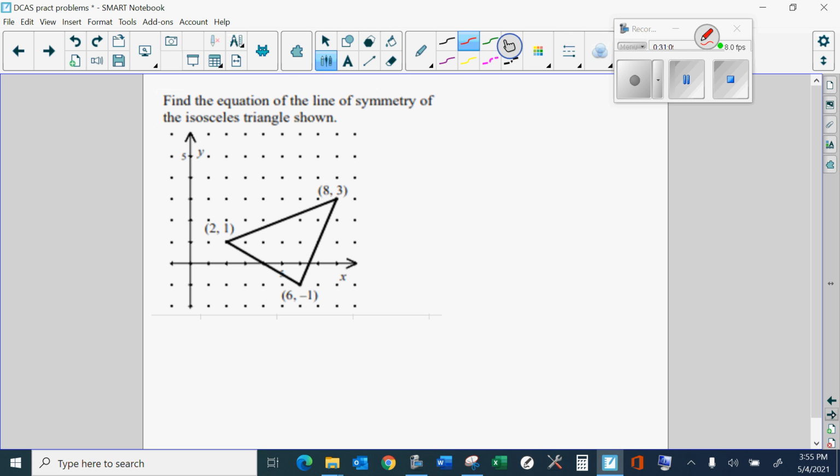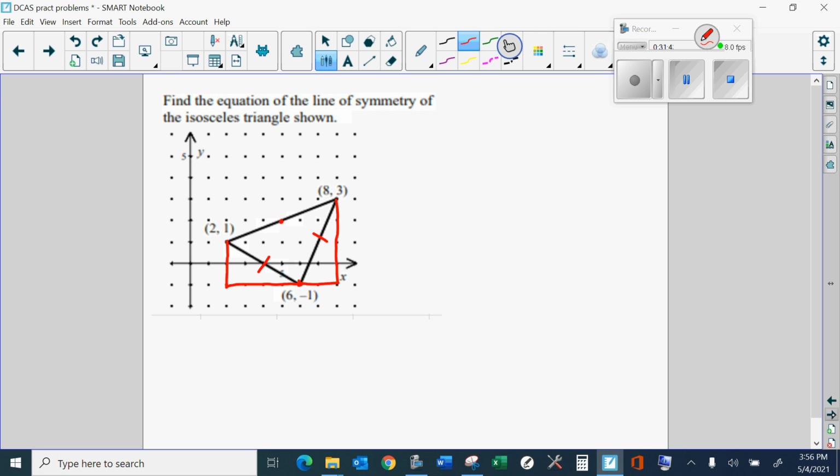Okay, find the equation of the line of symmetry of the isosceles triangle shown. So which two lengths are the same? 1, 2, 1, 2, 3, 4. So those are the same right there. Okay. Line of symmetry is going to go from the vertex to the midpoint of the opposite side if you're going to split it in half.